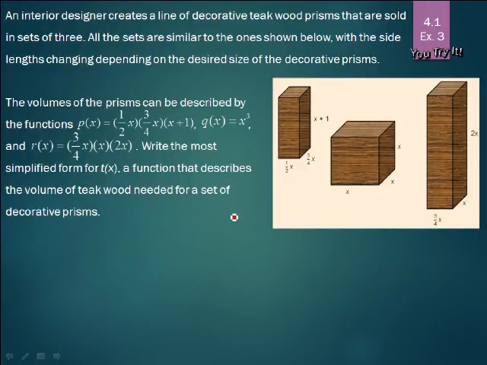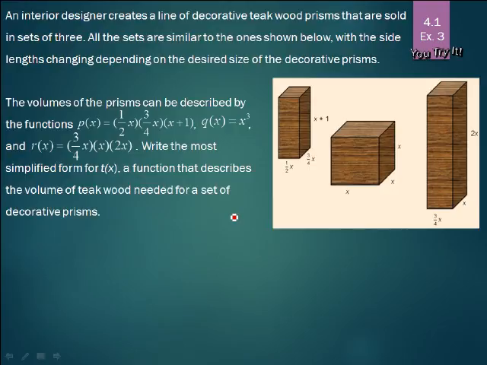An interior designer creates a line of decorative teakwood prisms that are sold in sets of 3. All the sets are similar to the ones shown below, with the side lengths changing depending on the desired size of the decorative prisms. The volumes of the prisms can be described by the functions p of x equals 1/2 x times 3/4 x times (x plus 1), q of x equals x cubed, and r of x equals 3/4 x times 2x.